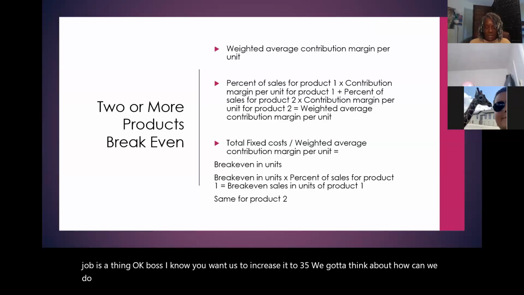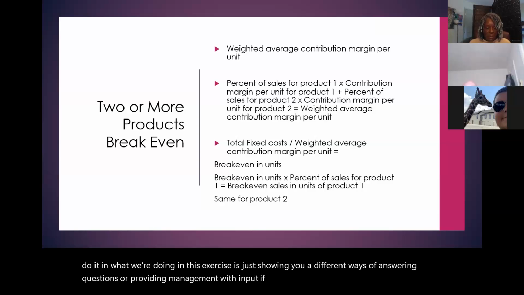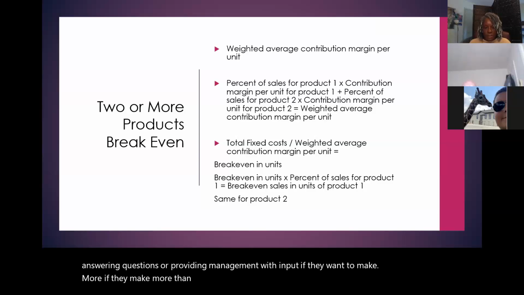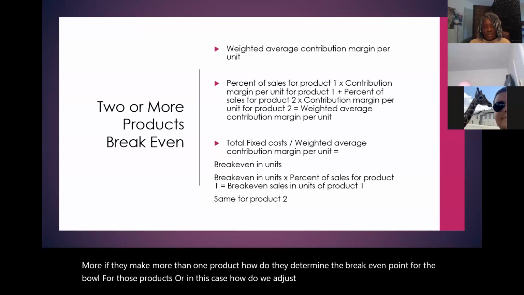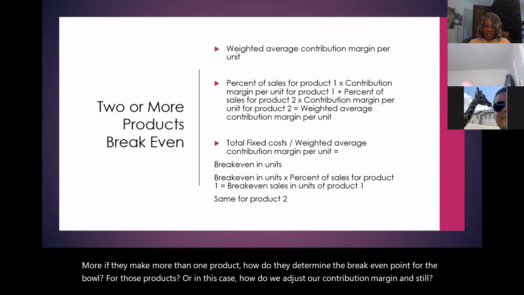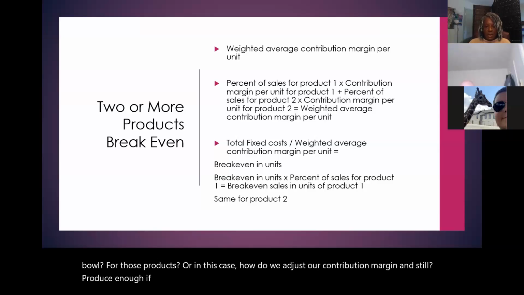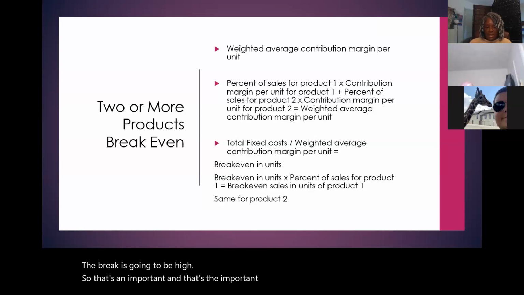And what we're doing in this exercise is just showing you different ways of answering questions or providing management with input. If they make more than one product, how do they determine the break-even point for both of those products? Or in this case, how do we adjust our contribution margin and still produce enough? If we increase our contribution margin, you have to deduce that the break-even is going to get higher. That's the important part about this. Know what the relationships are.